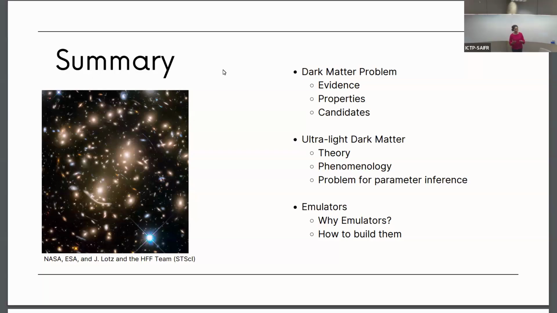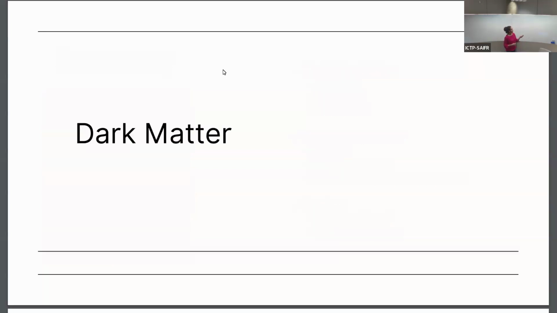A bit about the dark matter problem, the evidence, the properties that we know dark matter has, and the candidates. Then I will move to ultralight dark matter, discuss a bit about the theory, the phenomenology, and the problem that these kinds of models have for parameter inference. And then I will finish and discuss a bit about emulators, so why it's interesting to make emulators for this type of dark matter candidate, and a bit about how to build these emulators.